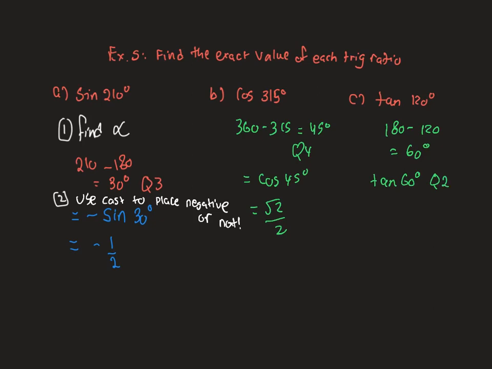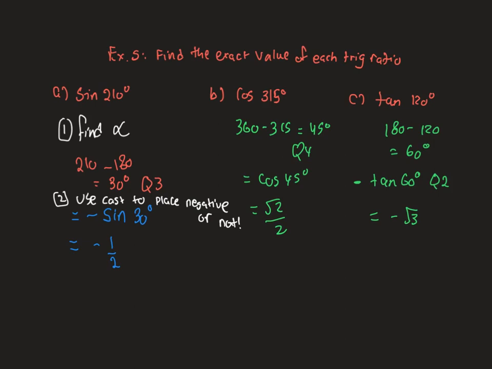Now, if it's in quadrant 2, well, only sine is positive there, which means this should be negative tangent of 60 degrees. Okay, and tangent of 60 degrees, once again, 60 is one of the key ones we learned, should be root 3, but it's in quadrant 2, so it's negative root 3.